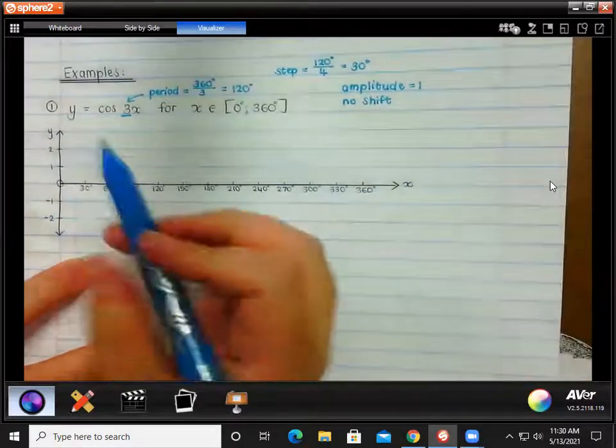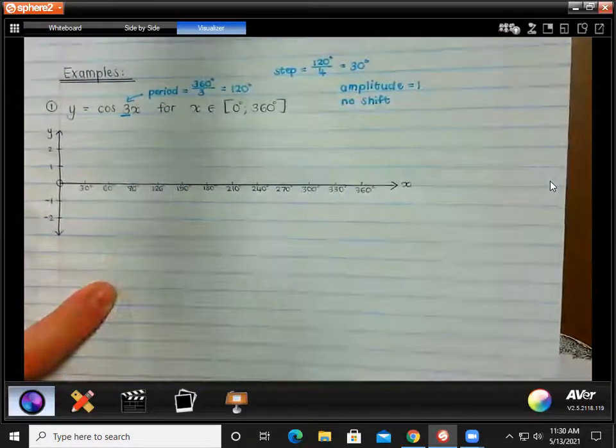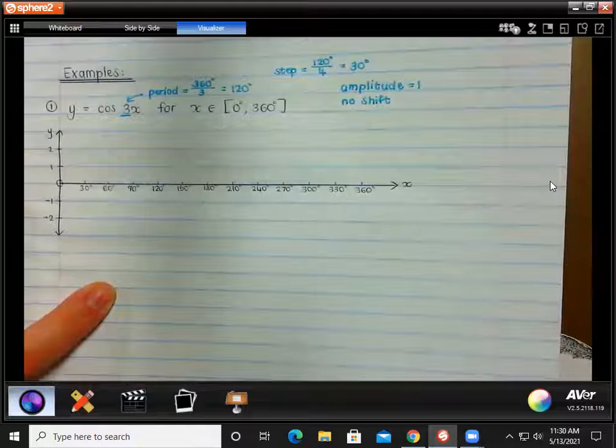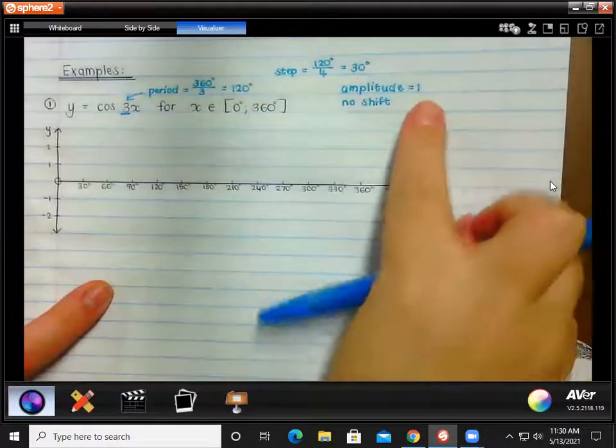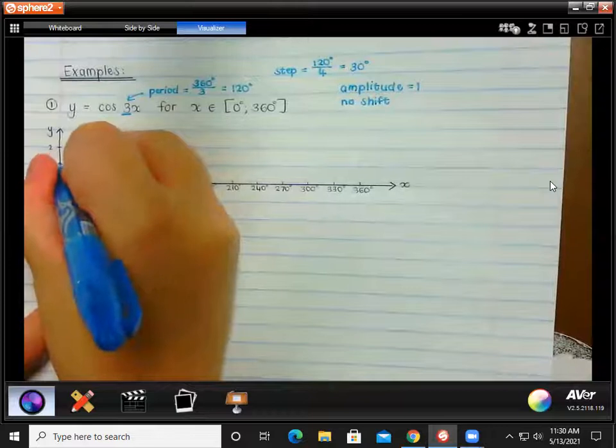All right, guys, where does a cos graph normally start? We know the shape of the cos graph. It starts at the highest point, eh? And because the amplitude is 1, the highest point is going to be 1.